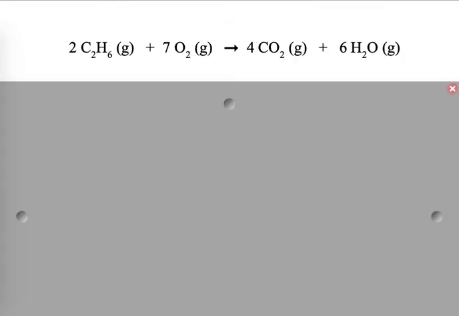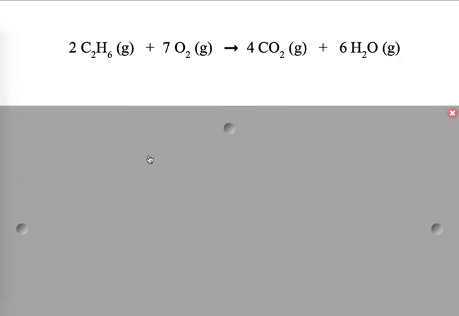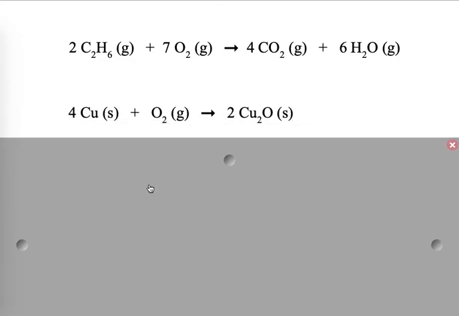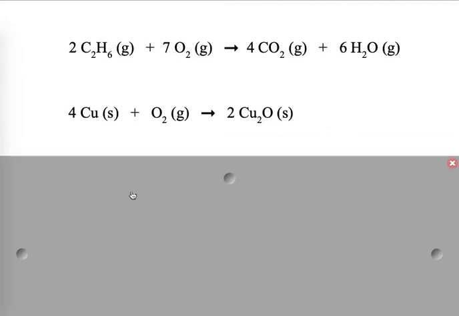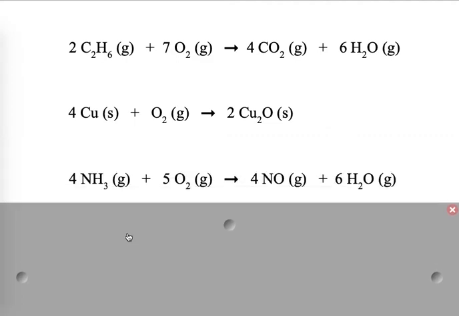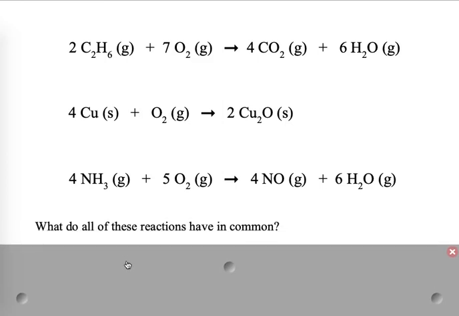In our fifth category, ethane reacts with oxygen to form carbon dioxide plus water. Copper reacts with oxygen to form copper 1 oxide. Ammonia reacts with oxygen to form nitrogen monoxide and water vapor. What do all these reactions have in common?